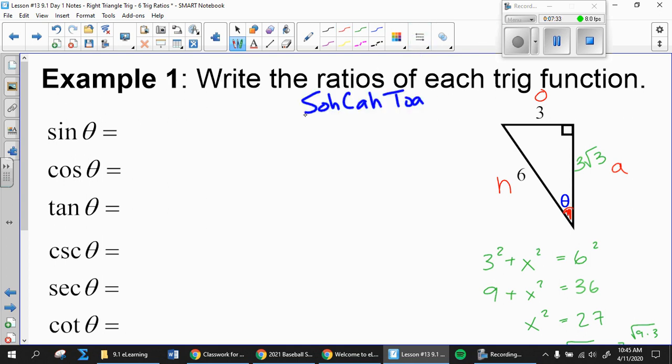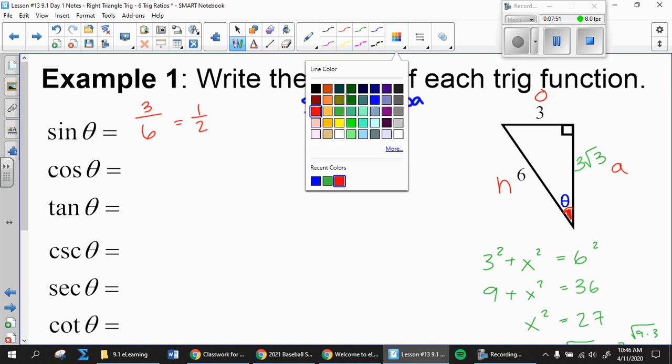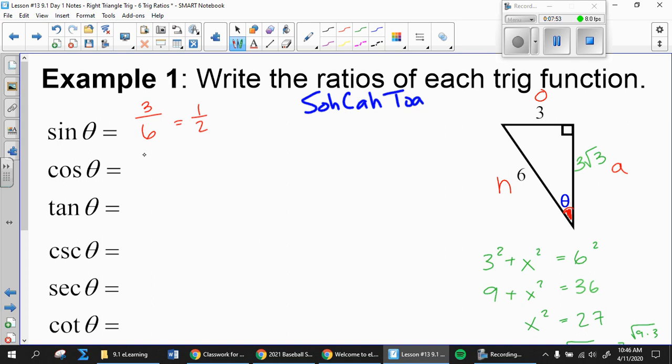So for sine, we have opposite over hypotenuse. So I'm taking the opposite side, 3, over the hypotenuse, 6. All I need to do then is simplify that to 1/2. So in this case, sine of theta, sine of this angle right here, equals 1/2. Cosine, we have adjacent over hypotenuse. So I have 3 root 3 over 6. Again, we're going to simplify that, and we're just going to get root 3 over 2.